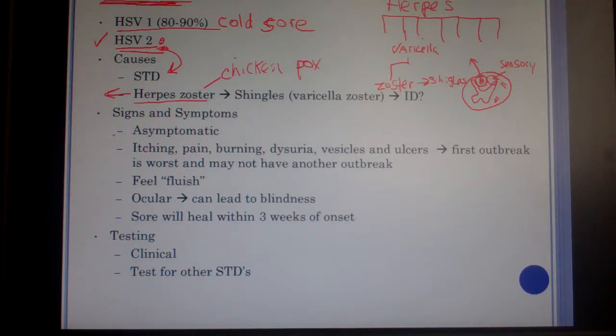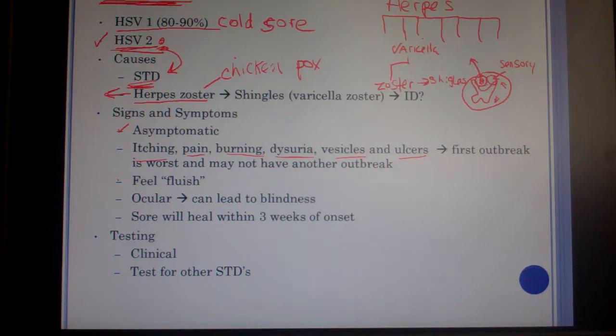The signs and symptoms, where are we at? We are back into not shingles, clearly, because that is definitely not asymptomatic. We're back to our STD. So again, my slide is apparently out of order here, but we're back to herpes simplex 2. Signs and symptoms: when there's not an outbreak, there's no signs or symptoms. There's no itching, no pain, no burning, no trouble urinating, no ulcers, vesicles. Any of that stuff is not there when there's not an outbreak. But obviously when there is an outbreak, that's what you get, the herpes sores.